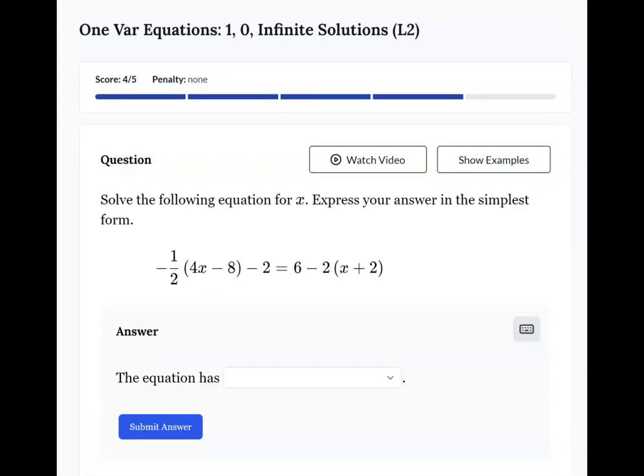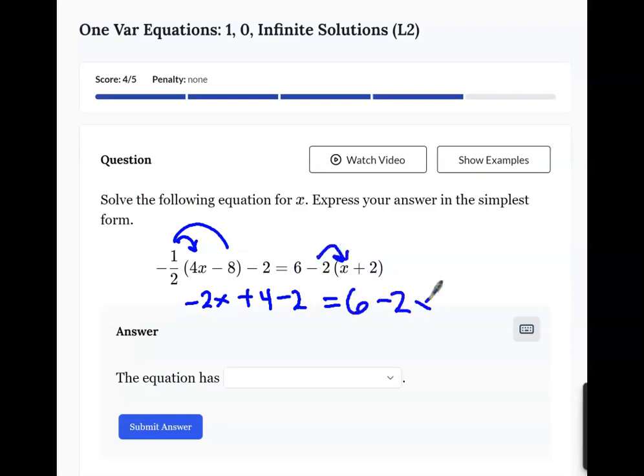Let's try this one more time. Again, distribute to clear parentheses first. Negative 2x, positive 4. Don't forget to rewrite anything else that's left. On the right side, leave the 6 alone, but distribute the minus 2.